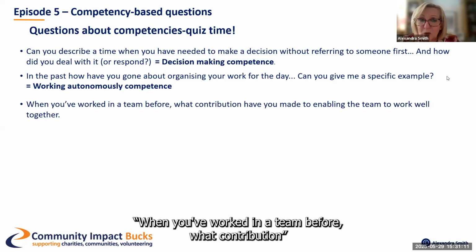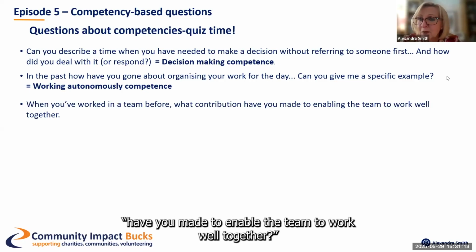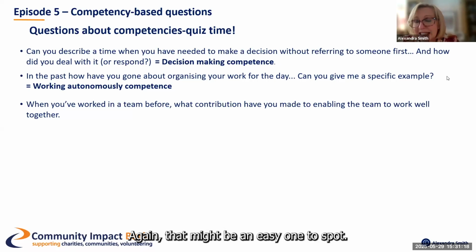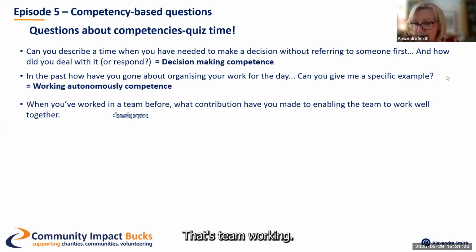When you've worked in a team before, what contribution have you made to enable the team to work well together? Again, that may be an easy one to spot. That's team working.